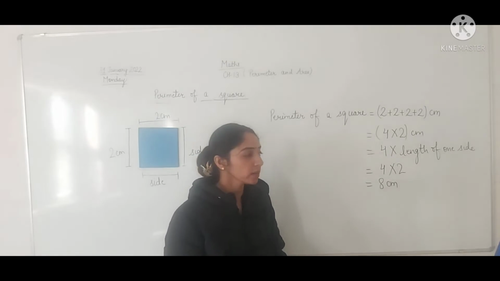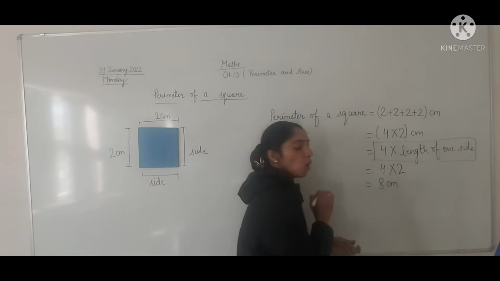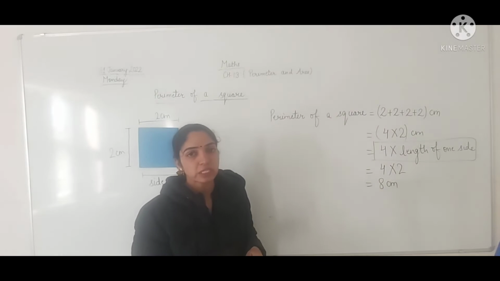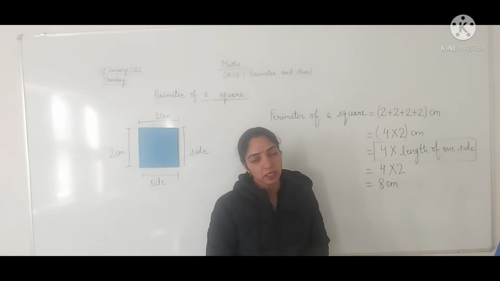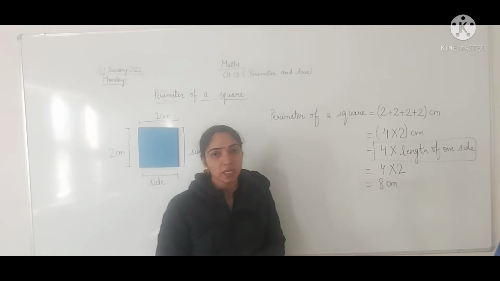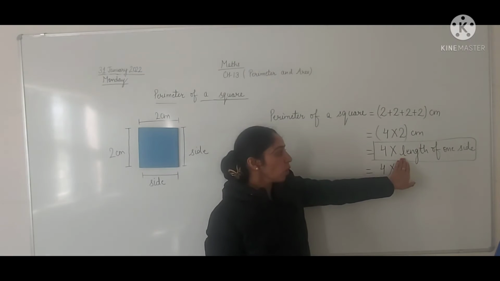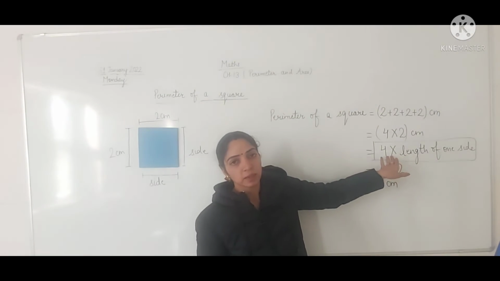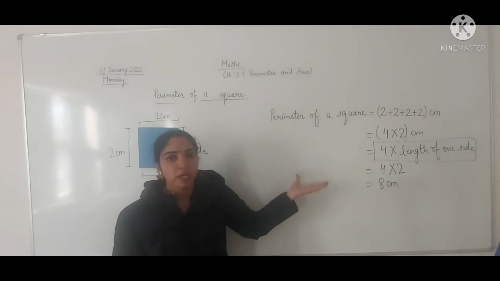What will be the perimeter of a square? Yes, 4 multiply the length of each side of a square. The length of one side of a square multiply by 4. This is the perimeter of a square.